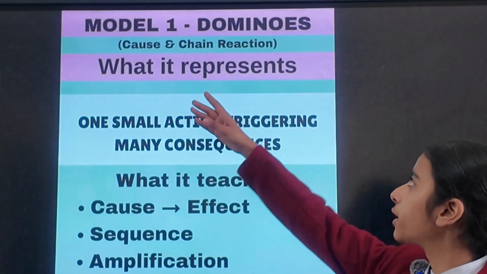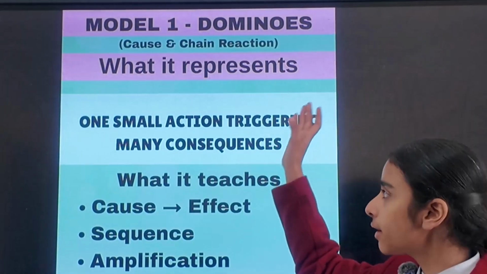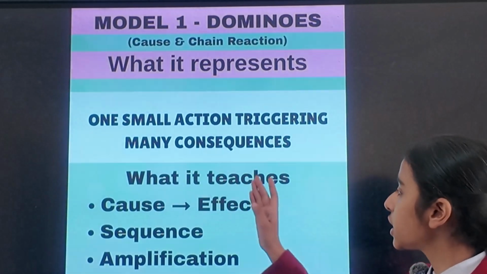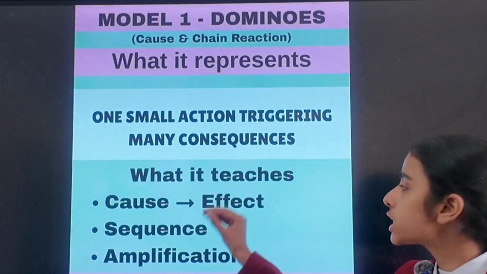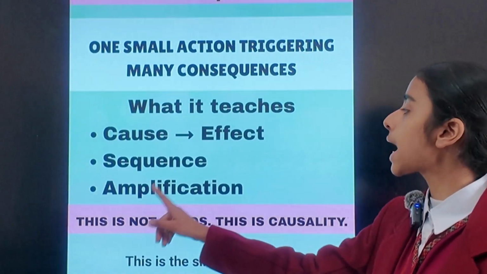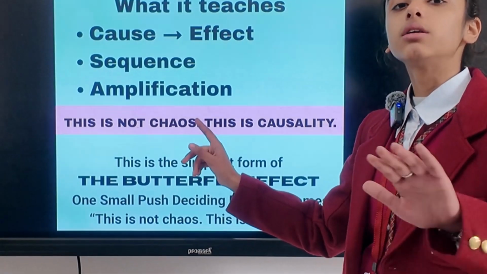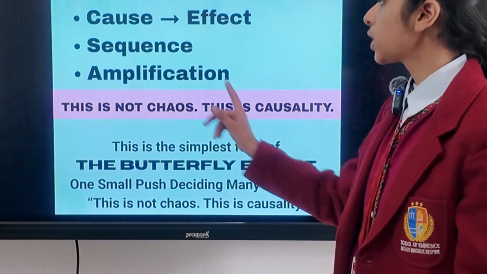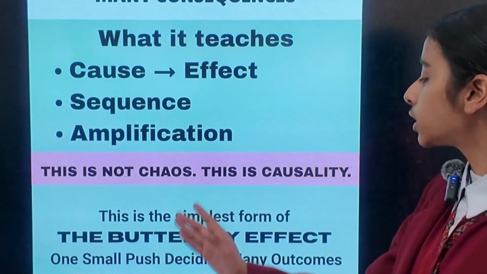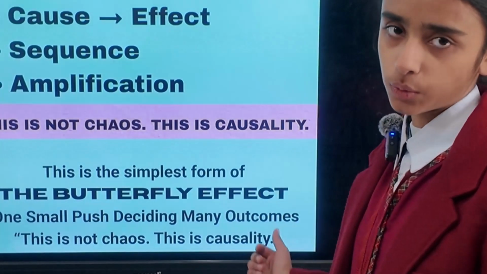My project's first model is the domino, which is based on cause and chain reaction. It represents that one small action triggers many consequences, and it teaches us that every cause leads to an effect. It works in a sequential method, and the last one is amplification. It means that one small input results in a drastically exponential output. This is not chaos, this is causality. This is the simplest form of the butterfly effect, which states that one small push decides many outcomes.